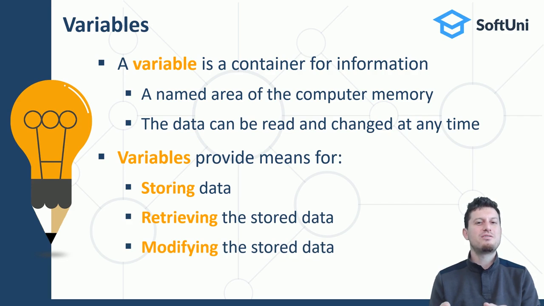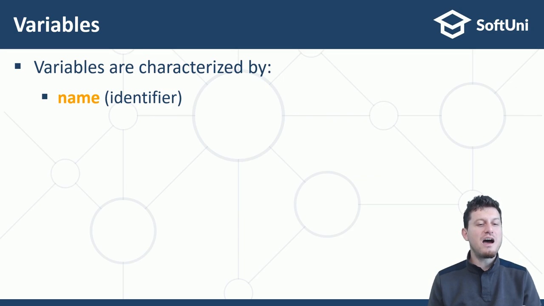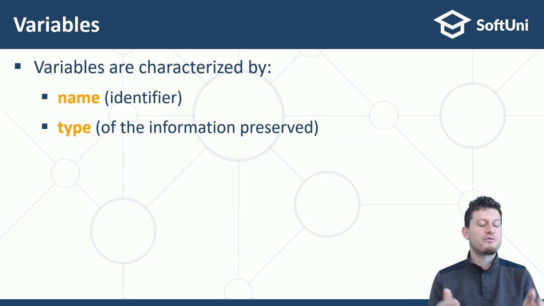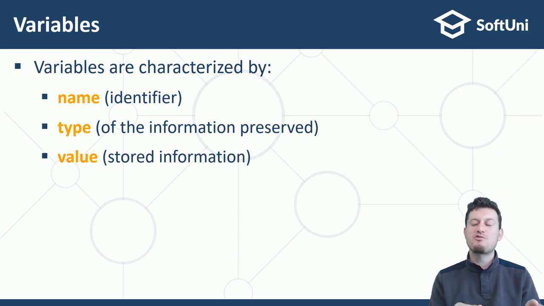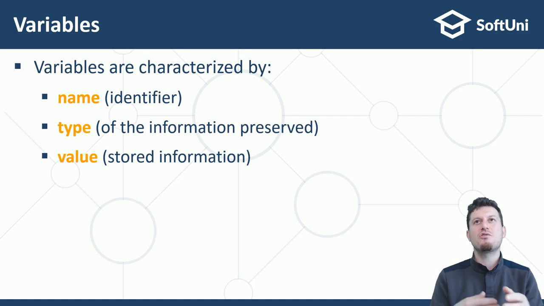For example, if I need to open an account, I will store the data about the account in the computer memory. Probably I will store this in the database also on the server's hard disk, and later I will retrieve this data and modify it, for example, when I pay something. So variables are characterized by a name or identifier, for example, username or password, or account balance. This is the name. They have a type of the information preserved, like string, text, date, picture, video or other type, and they have a value. The value is the actual data stored inside this variable, which may change over time.